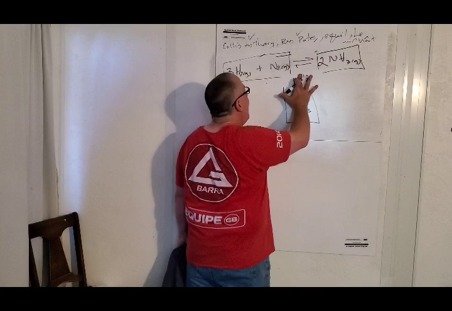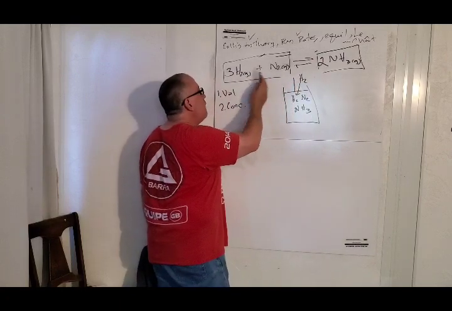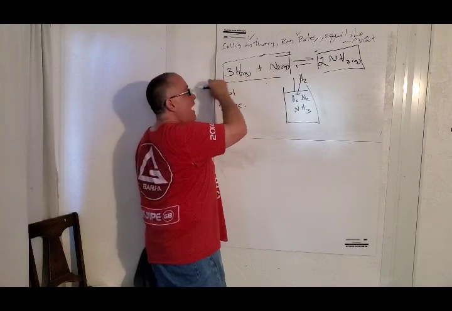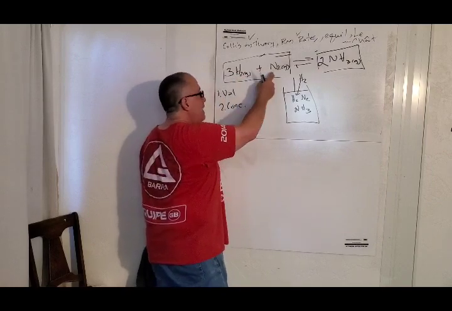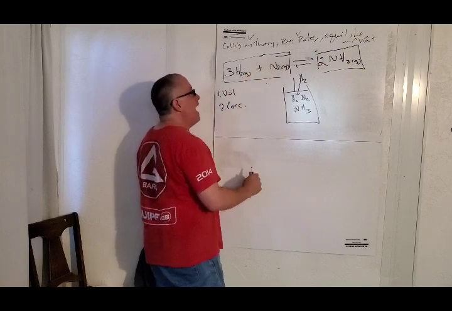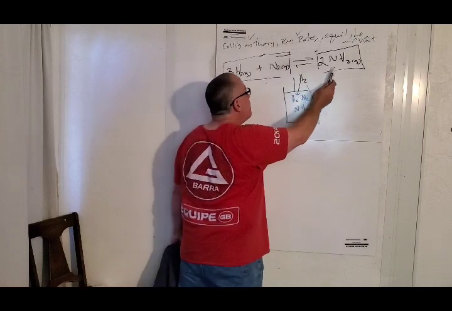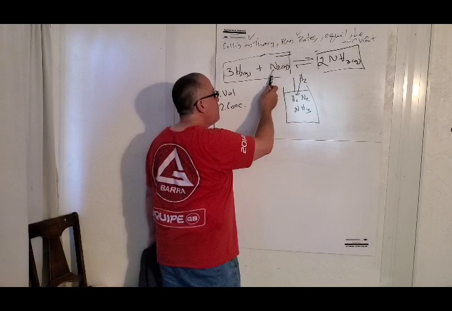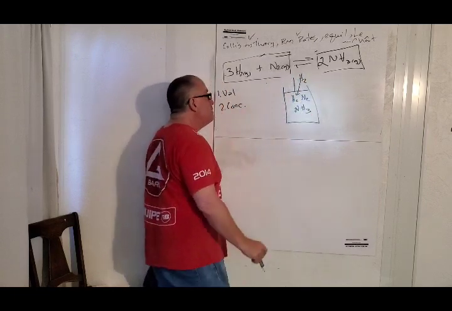If I were to add more hydrogen, I would have more collisions here. Excuse me, I misspoke. If I added more hydrogen, I will have more collisions among the reactants. And that means the forward reaction will go and I will make more products. So we would say if I added more hydrogen or more nitrogen, the equilibrium will shift to the product side.